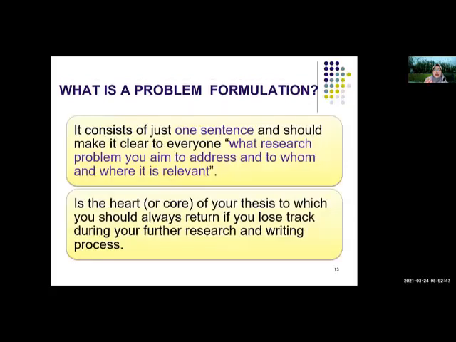So a research formulation consists of just one sentence and should make it clear to everyone what research problem you aim to address, and to whom and where it is relevant. In your thesis, there is only one main question that states your research problem or research question. You must have one main research question, and then you can break this main question down into several sub-questions.